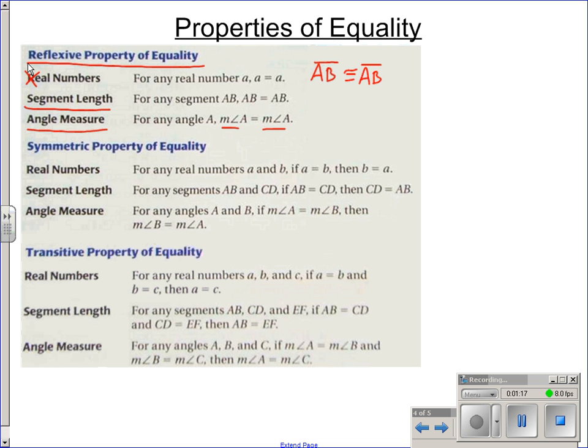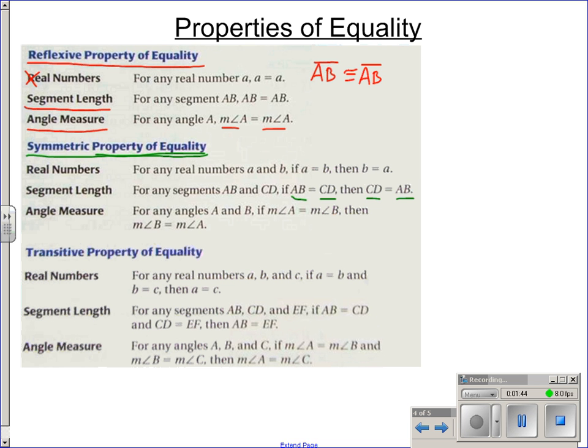The next one we really don't use a lot, so you don't need to copy it down, but you do need to pay attention to it and understand what it is. The symmetric property of equality, okay? And it is a property of equality. Basically what it says is, if you have segment AB congruent to, or equal to, segment CD, if you just switch the order, it's still equal.